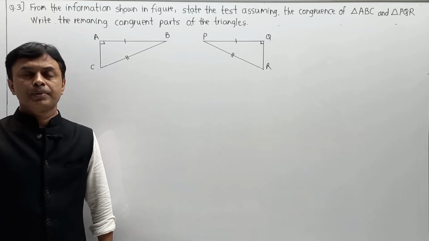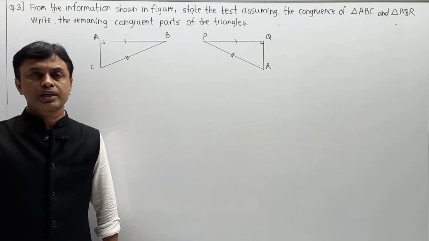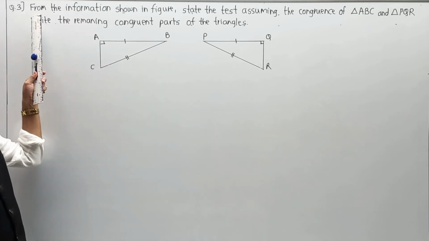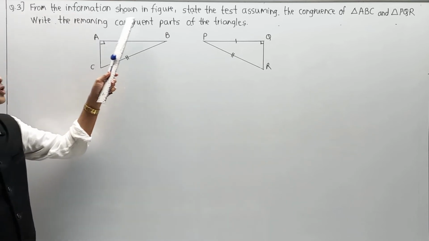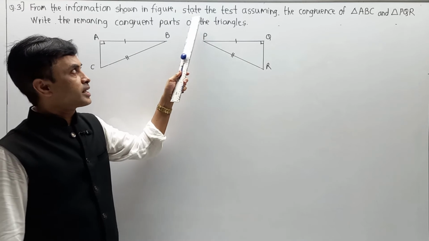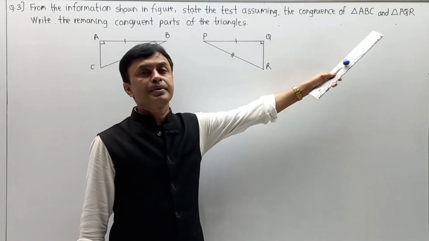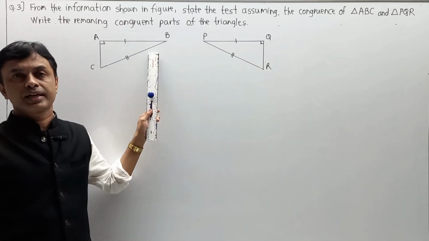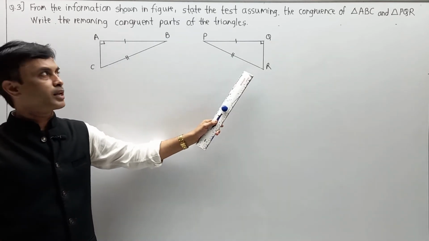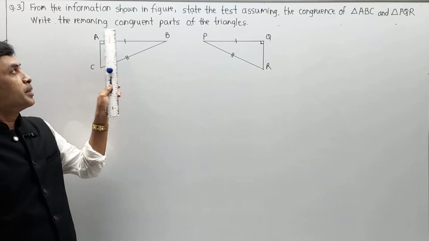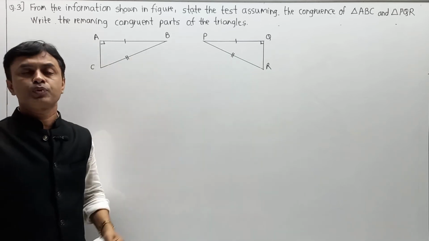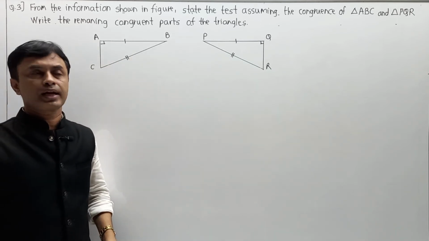Now student, we have completed the second question. Moving to the third question, question number 3. From the information shown in the figure, state the test assuming the congruency of triangle ABC and triangle PQR. Means they have given triangle ABC is congruent to triangle PQR. Write the remaining congruent parts of the triangles.